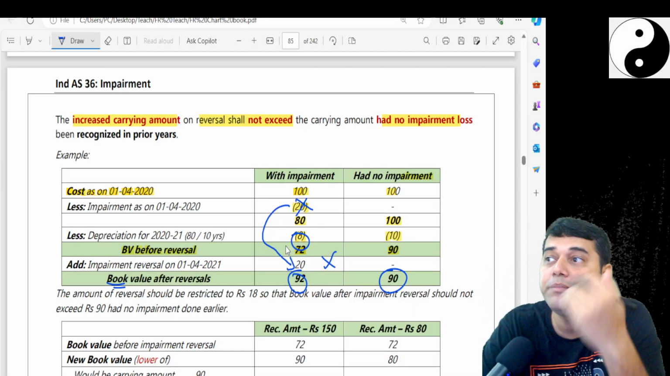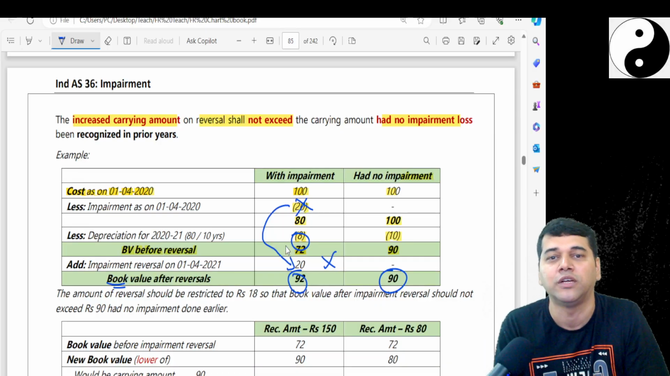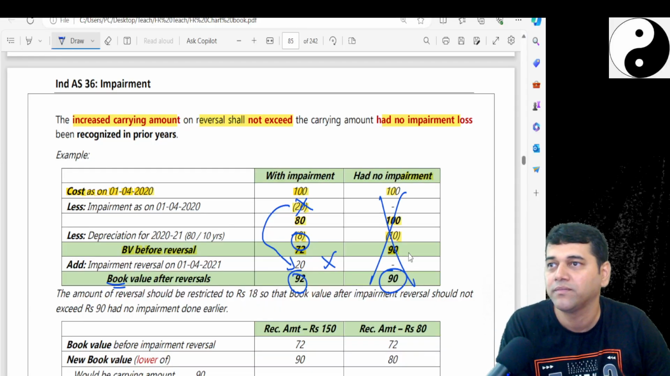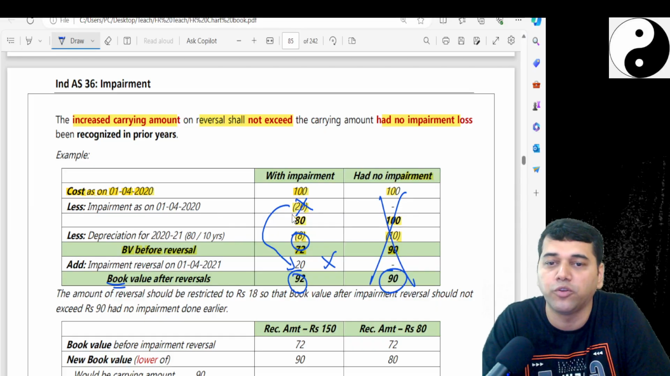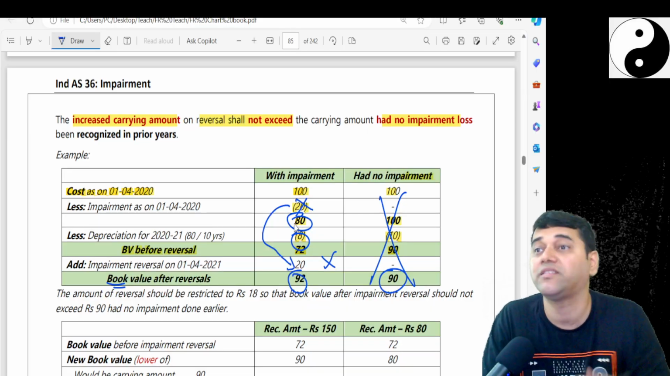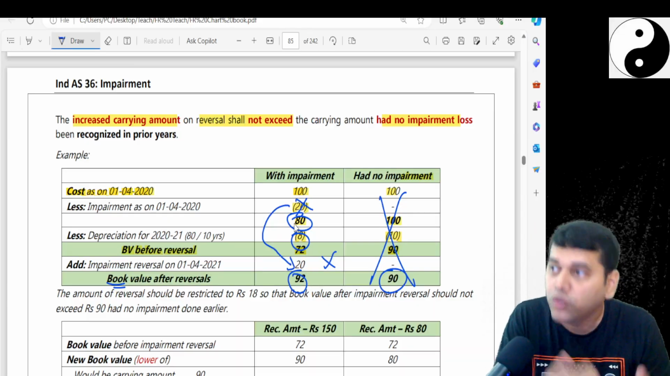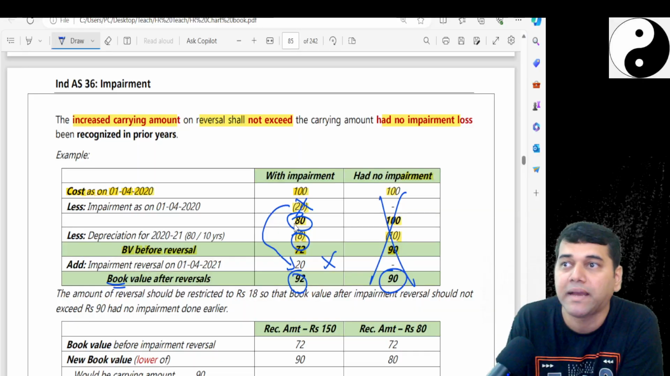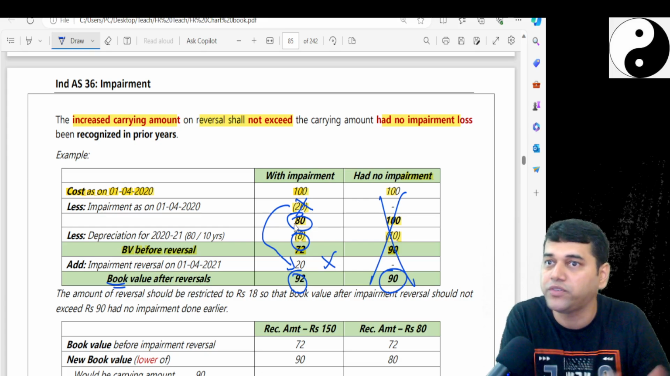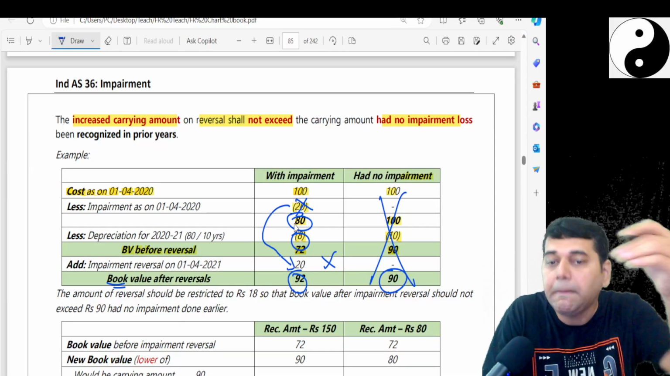I call it the would-be book value. Because which book value is in the picture? The moment you impair, the earlier book value goes out of the books. Once you impair, the impaired book value comes into the picture. That's why the standard says, and for simplicity's sake, I will call it would-be. Would-be means if I would not have impaired, what would have been my book value, which is not there in the books, which is outside the books. So I have to restrict my reversal up to that amount.